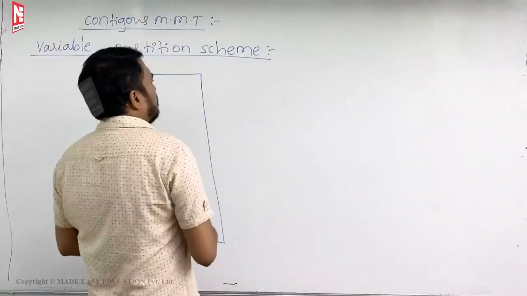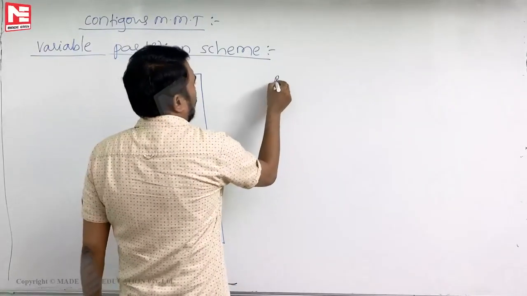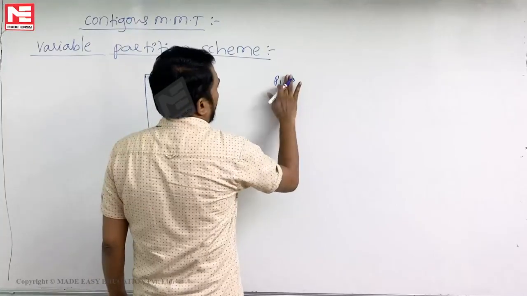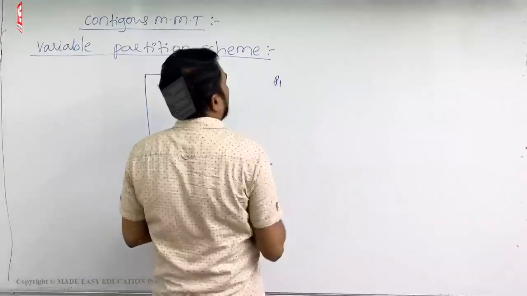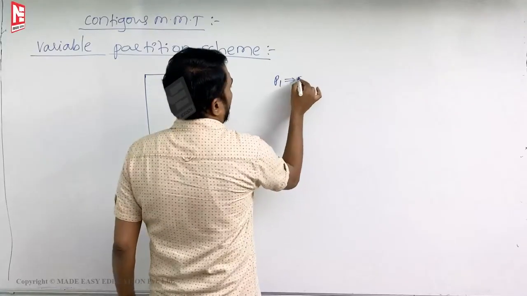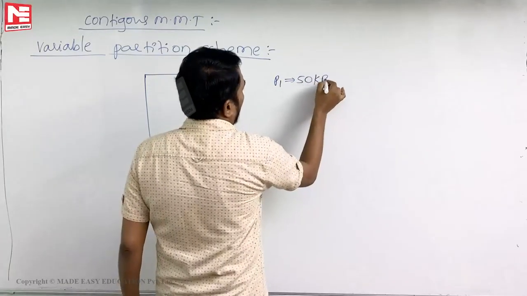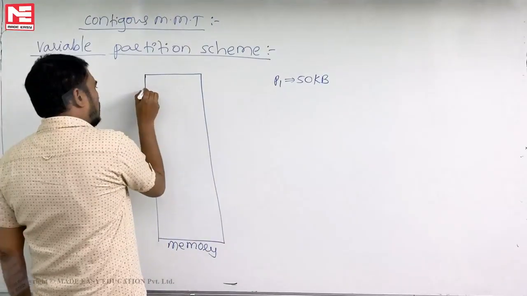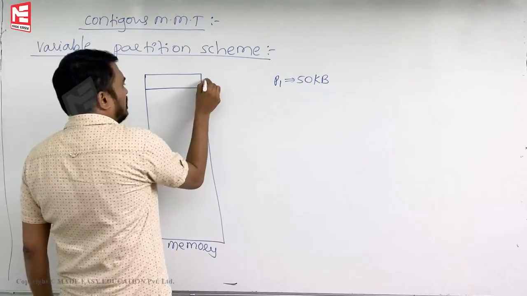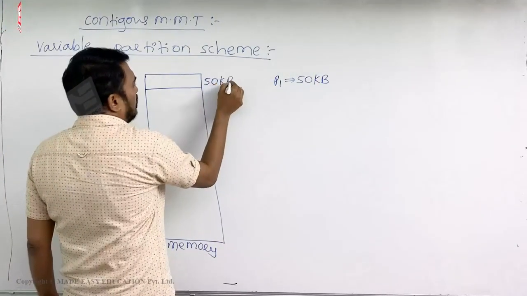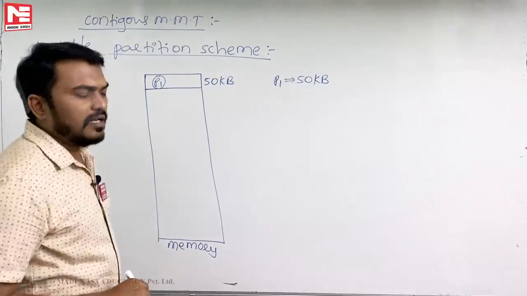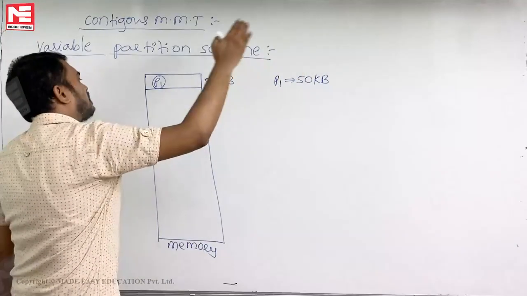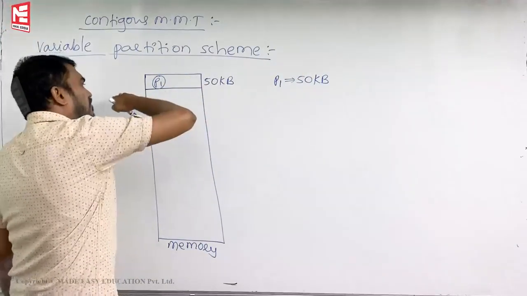Okay, look at here. Let's say for example P1 is coming with the request of 50 KB. So then what happens? You make the 50 KB partition, 50 KB partition बनाएंगे, and you will accommodate process P1 को accommodate करोगे. Is that clear? So like this, whenever the request by the process arrives, accordingly you make the partition.